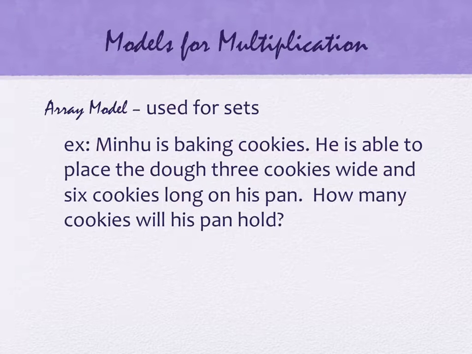This is a really good example, right? Like, could we draw the 3 tests and the 4 Fridays? I mean, we could, but it just doesn't beg us to do that, right? This begs us to draw a picture. It feels like a different kind of description. So we had 3 cookies wide, 6 cookies long.